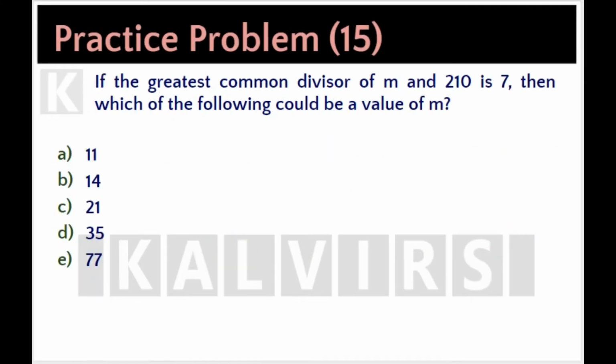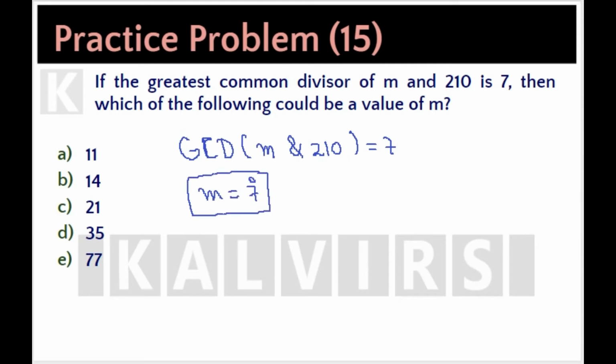If the greatest common divisor of M and 210 is 7, then which of the following could be a value of M? So the problem states that the greatest common divisor of M and 210 is 7. Therefore, 7 is a factor of M. In other words, M is a multiple of 7. Is a multiple of 2, 3, or 5 a possible value for M?